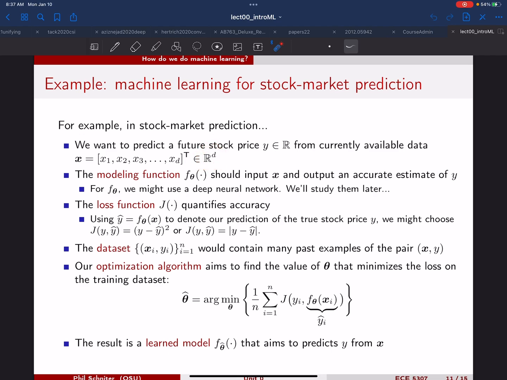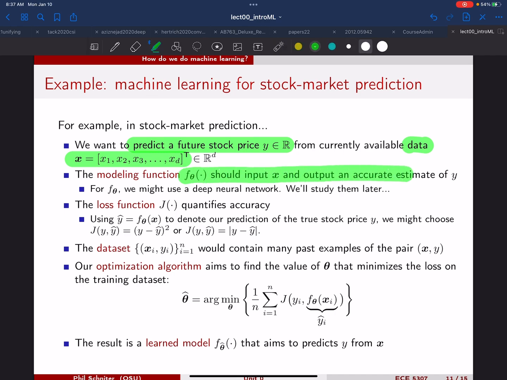Okay, so what we have here is we want to predict a future stock price y from the data x. That's the goal. So next we have a modeling function. In this case, the modeling function should input x and output an accurate estimate of y. We would like the modeling function to predict y from x. Simple as that. Like I said before, there's all kinds of different ways to build these functions. We'll learn many throughout the course. One of the ones that works best and is getting a lot of attention now are deep neural networks.